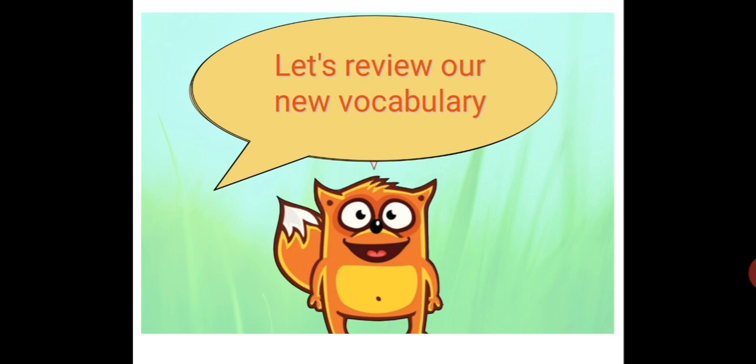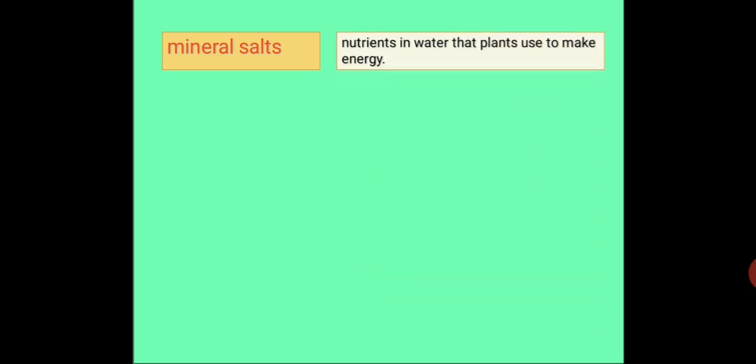Okay, so there were lots of really important words there, so we're going to quickly review our new vocabulary, and this is something that I think is important to do after you finish the video. Keep coming back to this slide and you can learn these words because we need to know these for this topic. Really important science words. Okay, so our first word, mineral salts. They are nutrients in the water that plants use to make energy.